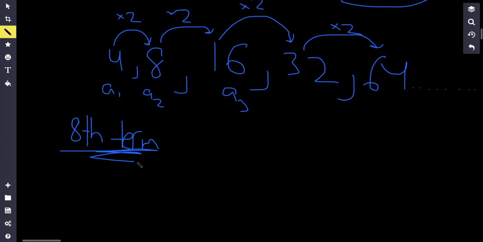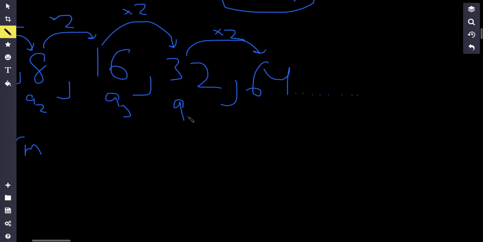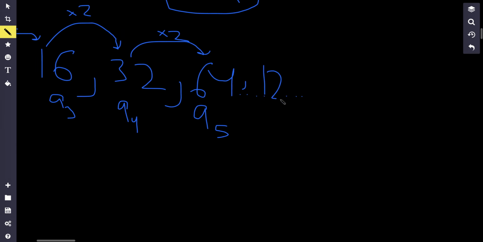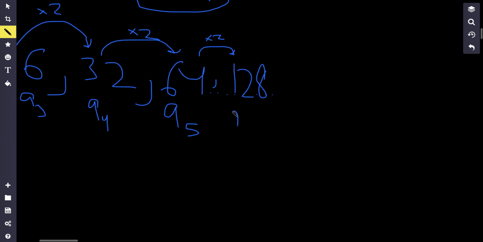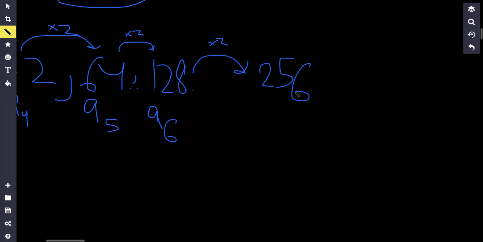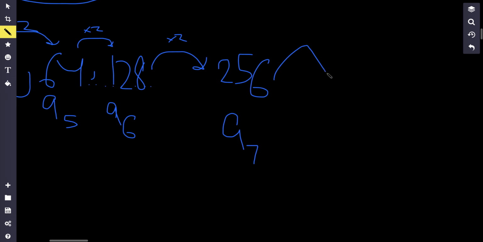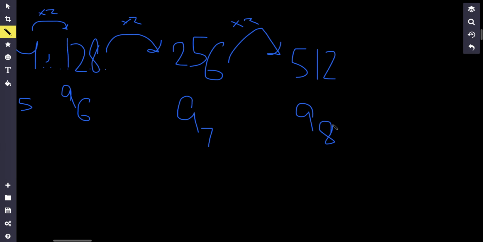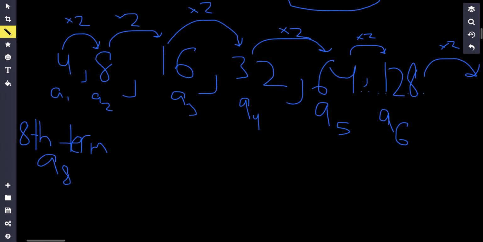Now, if I wanted to find out the 8th term, aka a sub 8, well, I could kind of figure out the pattern on my own, right? So I have 64, then the next term would be 128, because 64 times 2 gives me 128. So 128 would be a sub 6. Our next term is just going to be 128 multiplied by 2. That's 256. That's going to be a sub 7. And then if I multiply this by 2, I'm going to get 512, my bad. 512, that's going to be a sub 8. So our 8th term is 512.